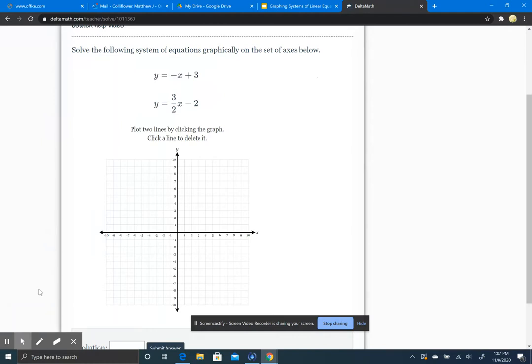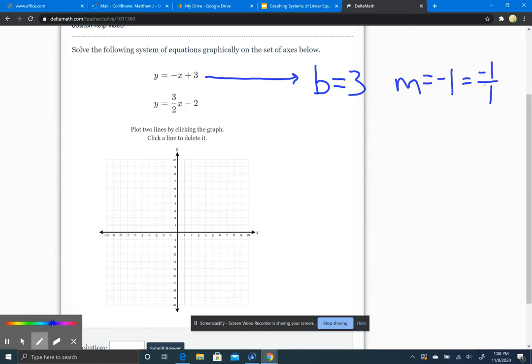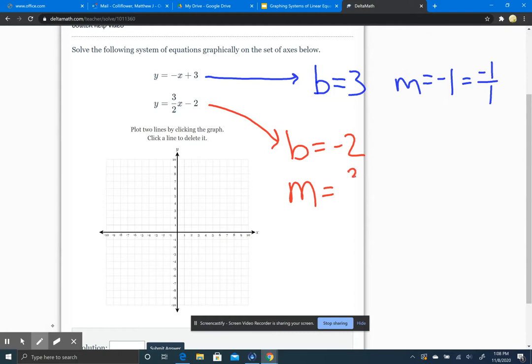In this problem, the first line that we have to graph is y equals -x plus 3. So I know that my y-intercept is going to be +3, and my slope m is going to be -1, which again can be written as -1 over 1. Anytime we have an integer or a whole number, we can write it as a fraction. And I know that for my second line, my y-intercept is -2, and the slope m is 3 over 2.